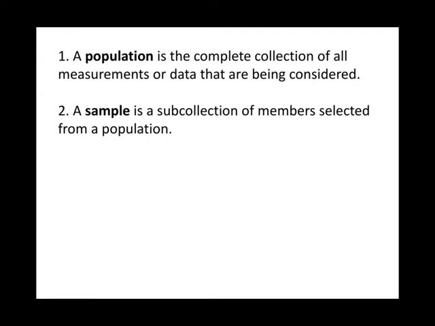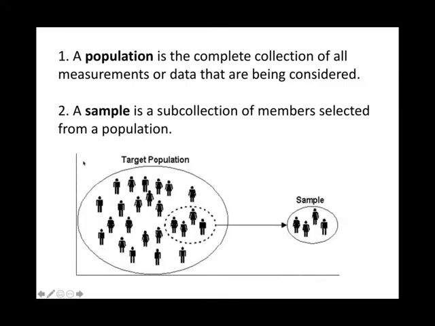For example, if I want to find the mean weight of a 10-year-old girl in the United States, my target population here will be all 10-year-old girls in the United States. And we call this the population. And a sample means you take one part of the members from the population, and we only consider these few people. We call this the sample.